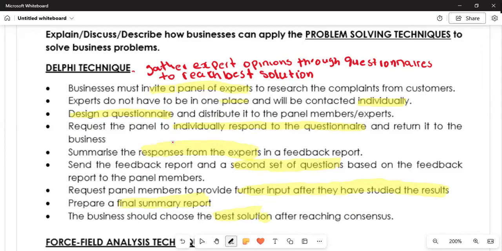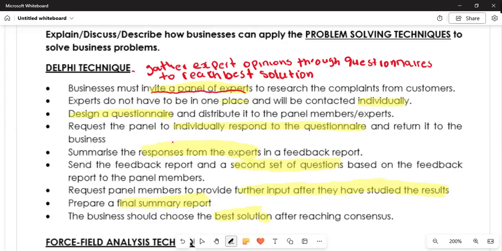So now we can try by all means to go through the points that I mentioned. The business must invite a panel of experts to research complaints from customers. So you are going to invite the panel of experts.